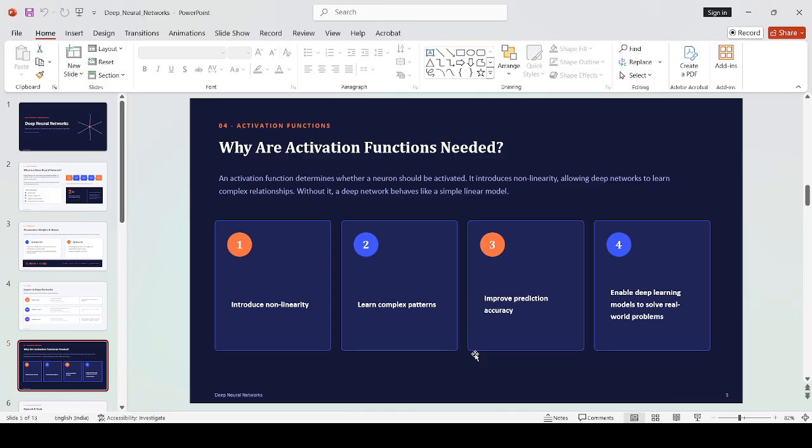Without activation functions, every layer would simply perform linear calculations and even a very deep network would behave like a simple linear model. Activation functions enable neural networks to learn complex relationships, improve prediction accuracy, and solve real-world problems such as image classification, speech recognition, and language translation.